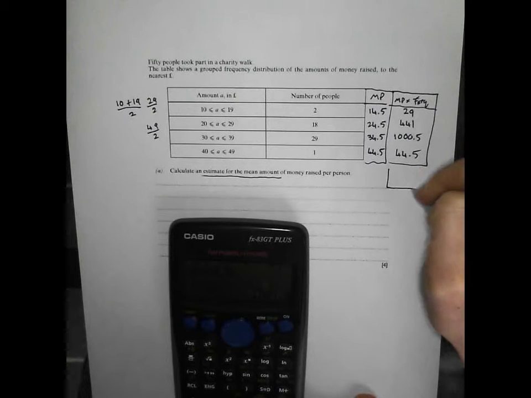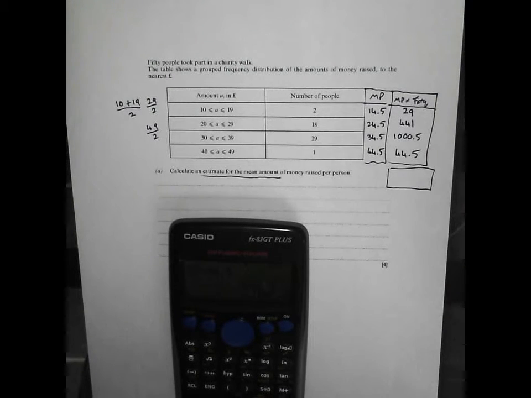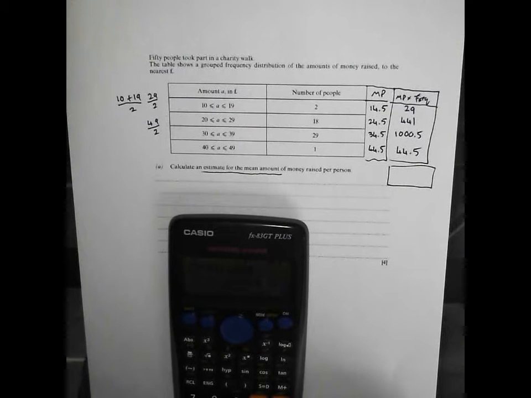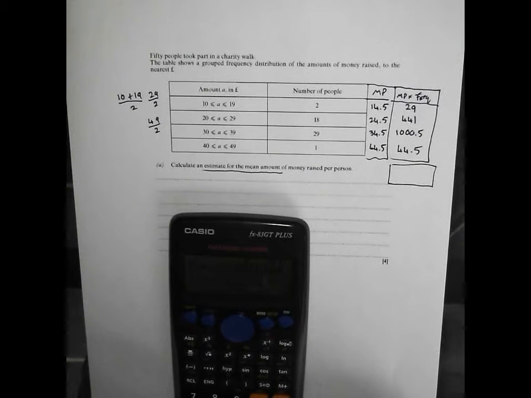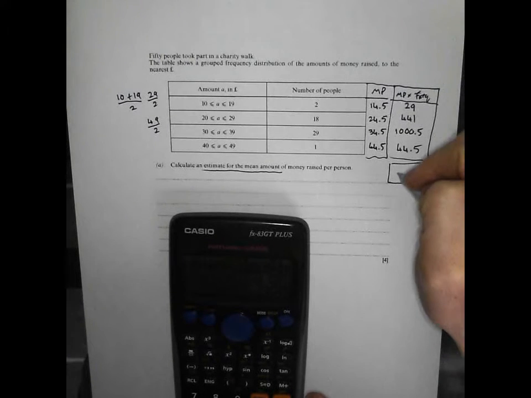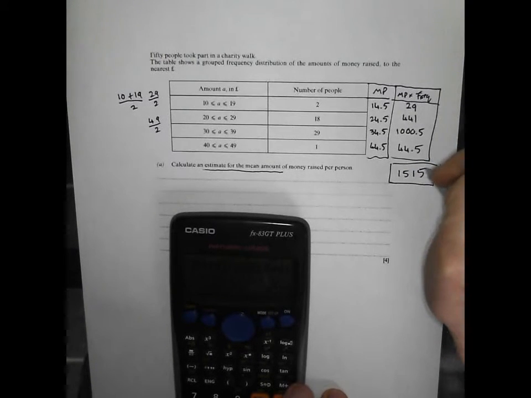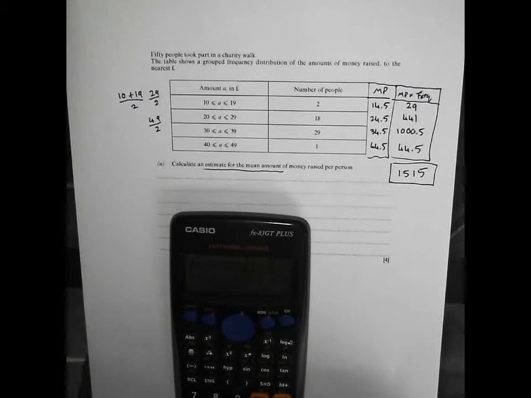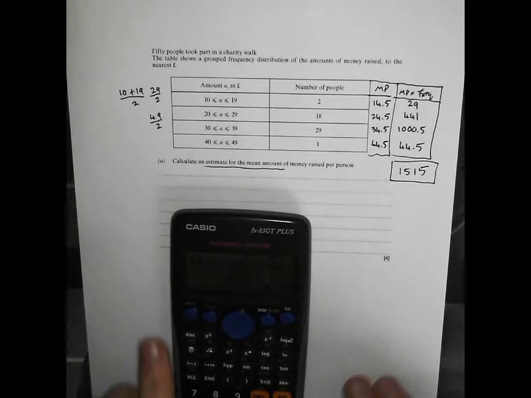I'm going to need a grand total of those, so let's add them up. 29 plus 441 plus 1000, make sure you get the right number of zeros, 0.5 plus 44.5. That's going to come to 1,515. Top tip, just bang those in again just to be doubly sure. 44.5 plus 1,000.5 plus 441 plus 29. Hope you get the same. I have, that's good news.